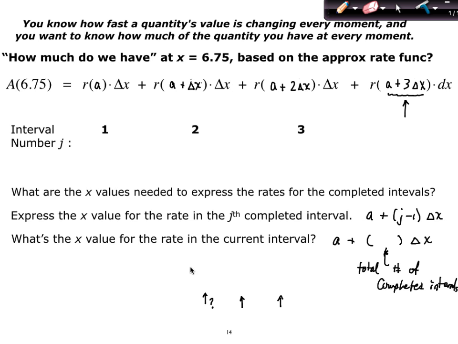Yeah, so J doesn't relate to the current interval, because J is keeping track of how many completed intervals, right? So J is 1, and then J is 2, J is 3. J is not this number. J changes. First J is 1, then J is 2, then J is 3, etc. Make sense? So this has nothing to do with J. But the number of intervals that we have to go across to get to the left side of the current interval is all of them, all of the completed intervals. Make sense?